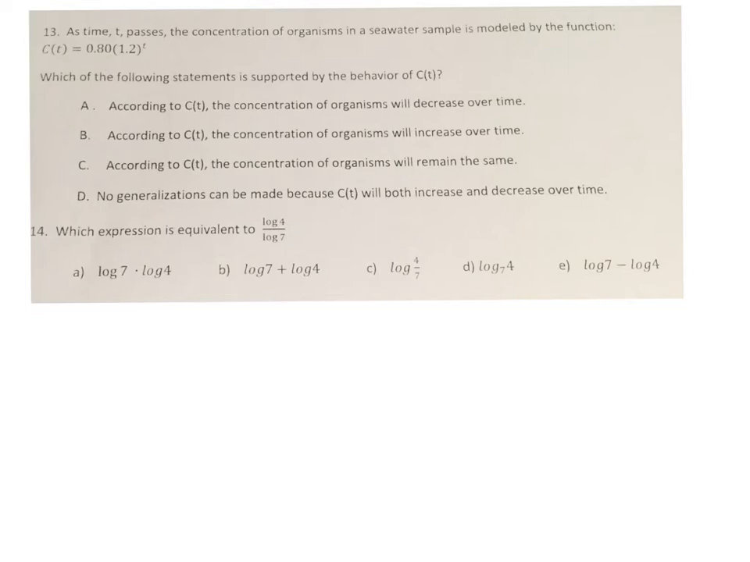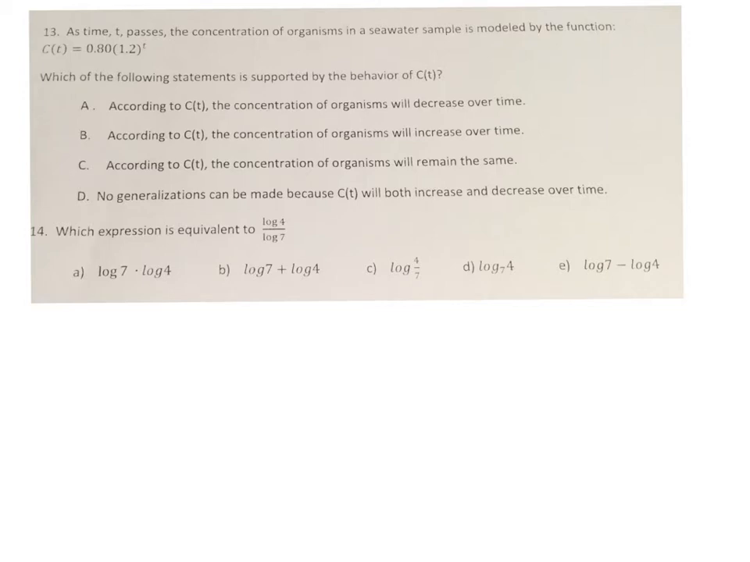So number 13, as time t passes, the concentration of organisms in a seawater sample is modeled by the function c of t equals 0.80 times 1.2 to the t. Which of the following statements is supported by the behavior of c of t?